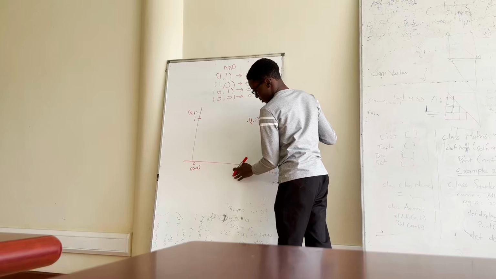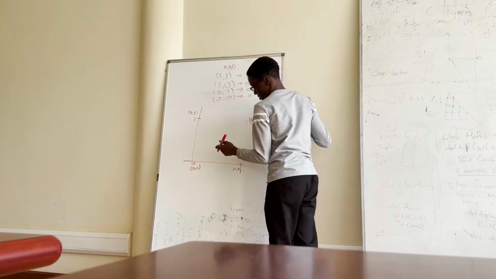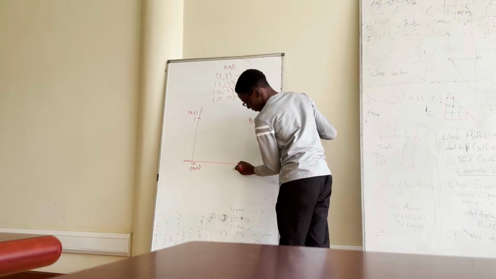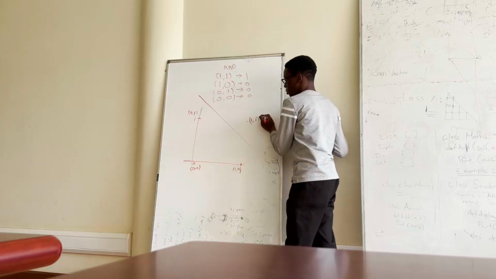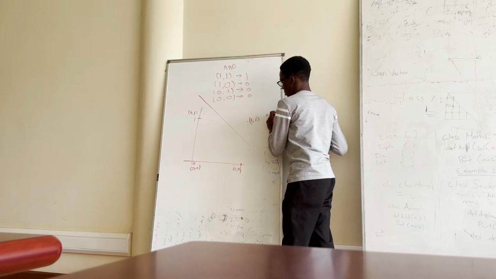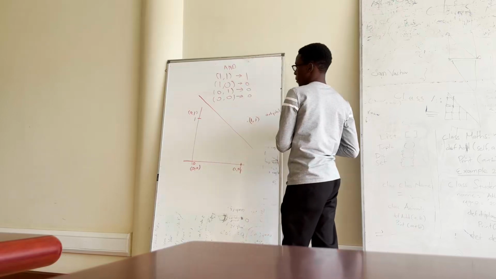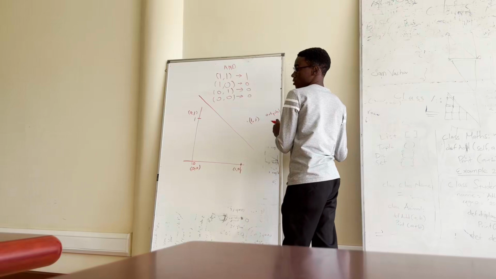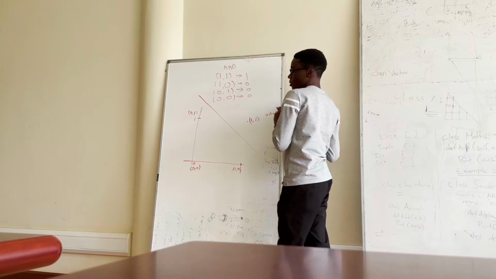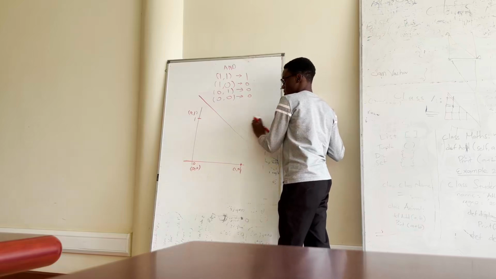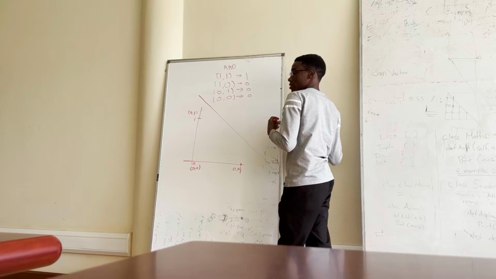So, according to the AND gate, it's only this one that returns 1. I could give you another line anywhere. This one outputs 1, and the ones inside will output 0. But now for the XOR, it's not linearly separable. So such a function that is not linearly separable requires some logical processing for it to execute.